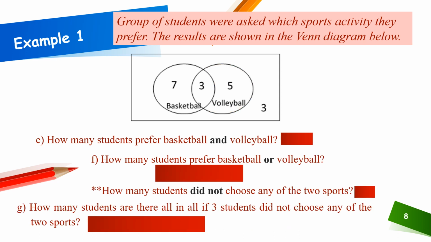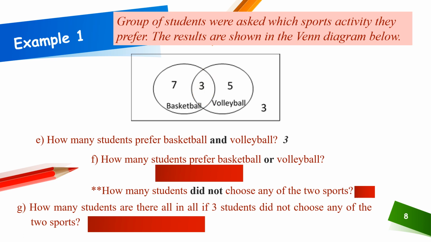How many students prefer basketball and volleyball? Paibalikan natin. Pag sinabing and, intersection. So, tingnan natin ang nasa intersection ng dalawang sets. Therefore, there are 3 students who prefer basketball and volleyball.